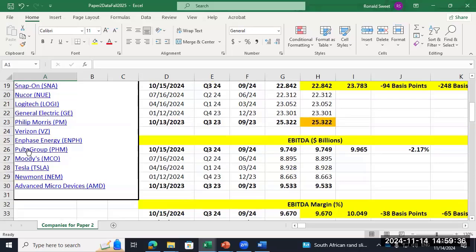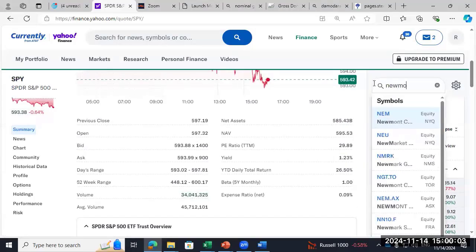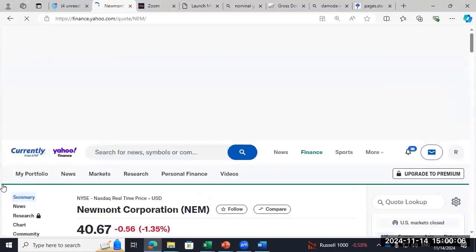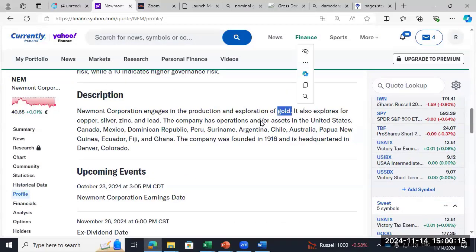Pulte Group, that one's pretty obvious. You build houses. What is a house building? Is that high beta, low beta? Pretty high beta. Semiconductors are usually higher betas. Newmont, that's a tricky one. You'd have to see which mineral they're digging up. If they're digging up gold, you could probably argue them being lower beta, but I don't think they do gold. I think they do copper. I can't remember. You all know what Newmont does. It's been a while since I've looked at them. Yeah, they explore gold. They do copper, silver, zinc, and lead.